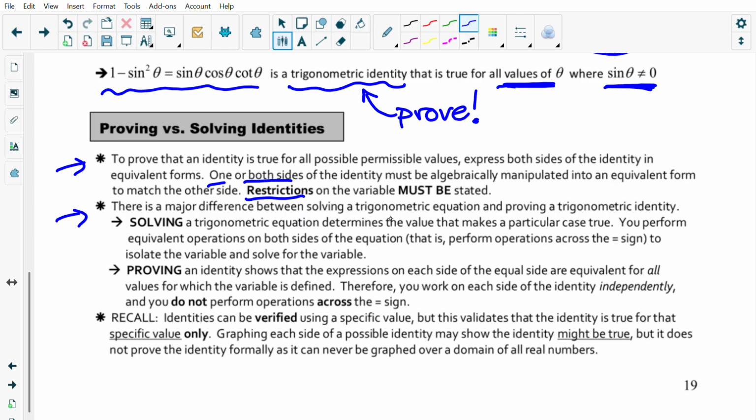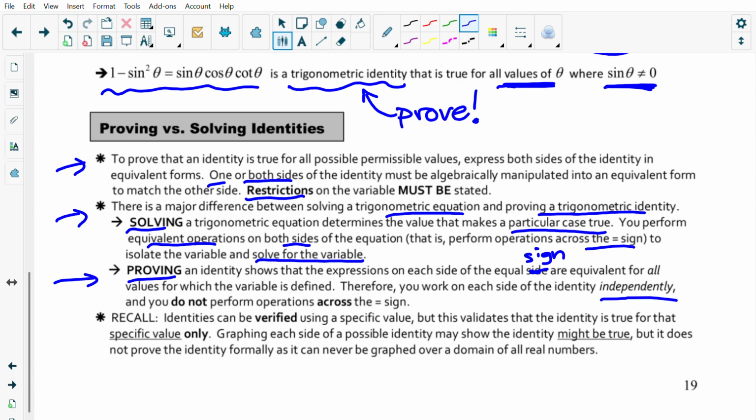There's a major difference between solving a trig equation and proving a trigonometric identity. Solving a trig equation determines the value that makes a particular case true. You perform equivalent operations on both sides, that is, perform operations across the equal sign to isolate the variable and solve for the variable. Proving an identity is completely different. It shows that the expressions on each side of the equal sign are equivalent for all values for which the variable is defined. That should be sine. Therefore, you work on each side of the identity independently, and you do not perform operations across the equal sign.